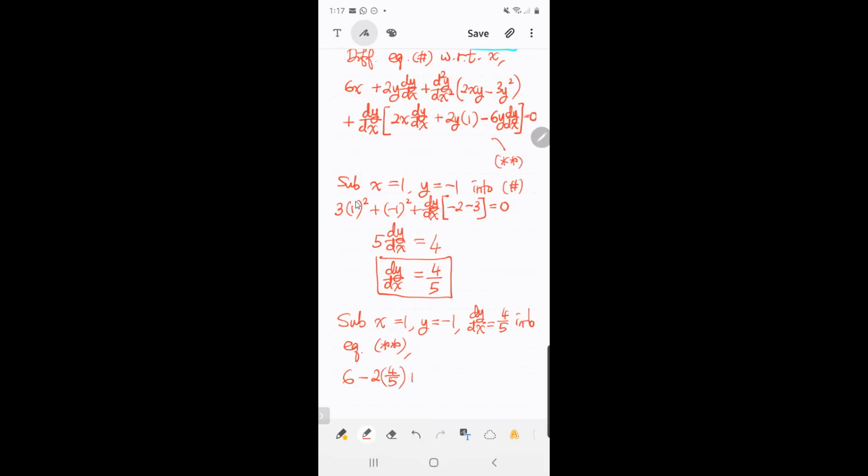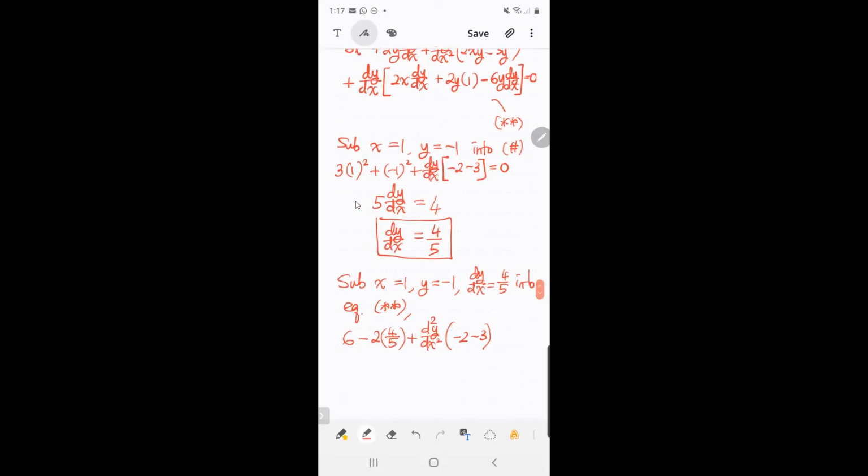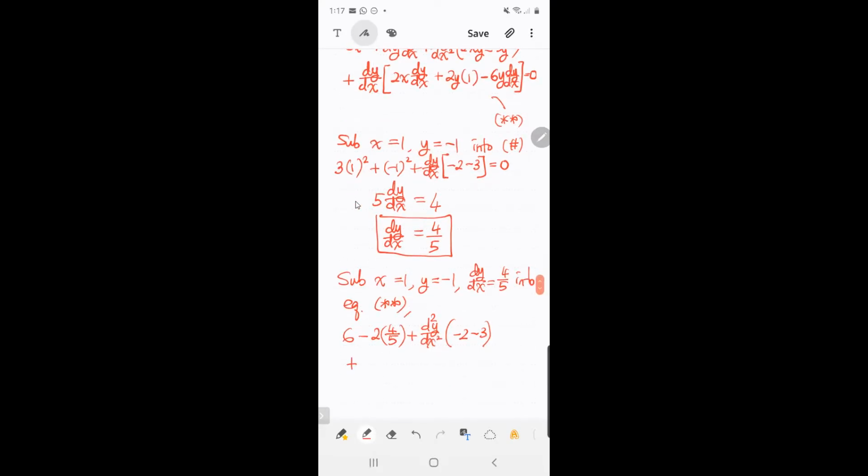Then after that, put the d2y dx2. Then you calculate the terms in the bracket. You have 2 times x times y. So 2 times 1 times -1. You get -2 minus 3. Right. Then continue. Plus dy dx was 4/5. It was found as 4/5 just now.